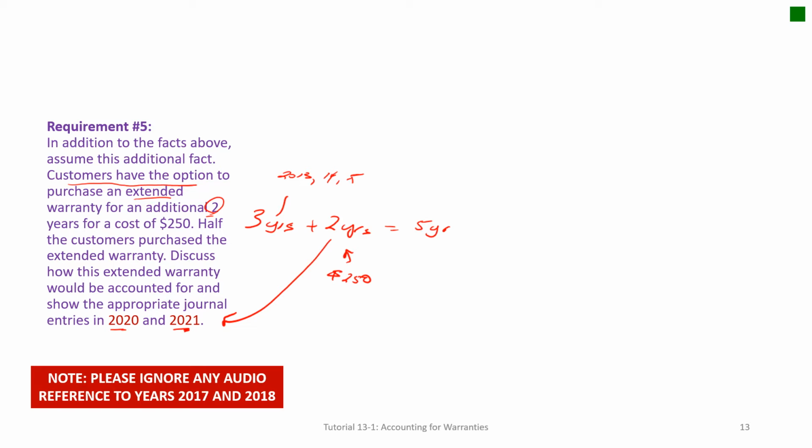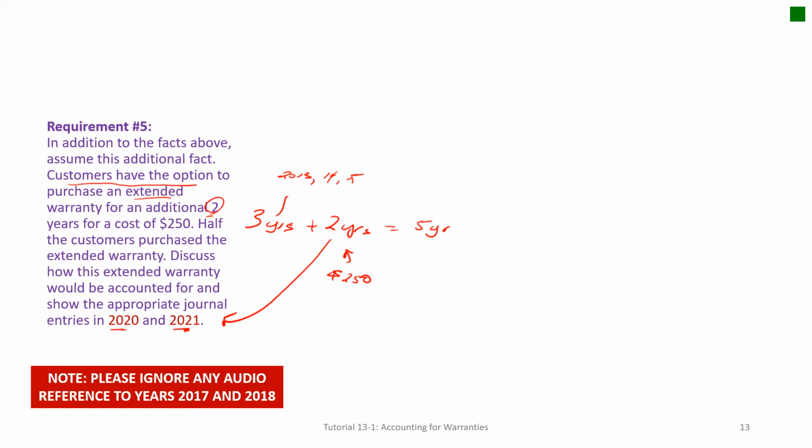Requirement 5 carries on this example. It starts out with the same initial details, but in this case, customers have the option to purchase an extended warranty for an additional 2 years. This is something akin to if you go to Best Buy or you purchase a laptop from Apple, the standard warranty is 1 year. You can purchase an additional 2 years on top of that. And so in this case, the 3-year initial warranty is still in place, plus 2 years beyond that. So really, we're looking over a 5-year period on this particular problem.